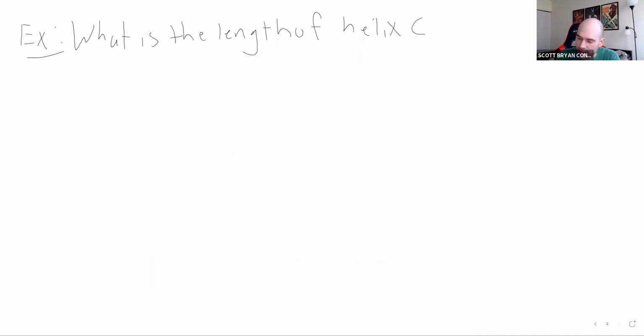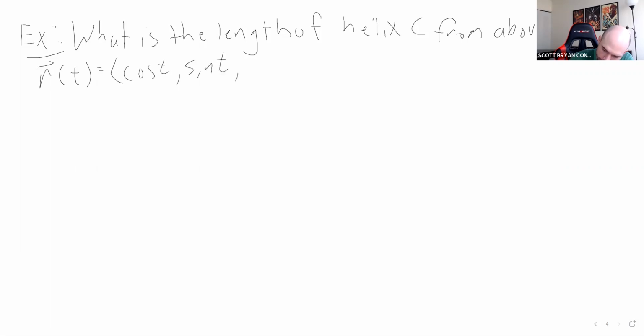Okay, what is the length of the helix C from the previous example? So we want to find the arc length. So remember, C was given by cos t, sine t, t, and t goes from 0 to 3 pi.